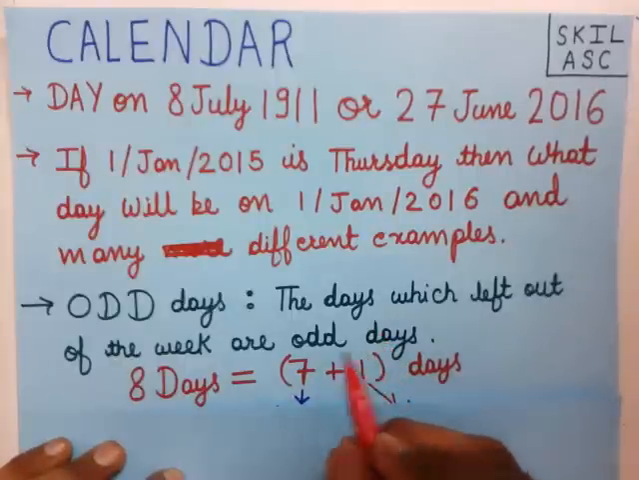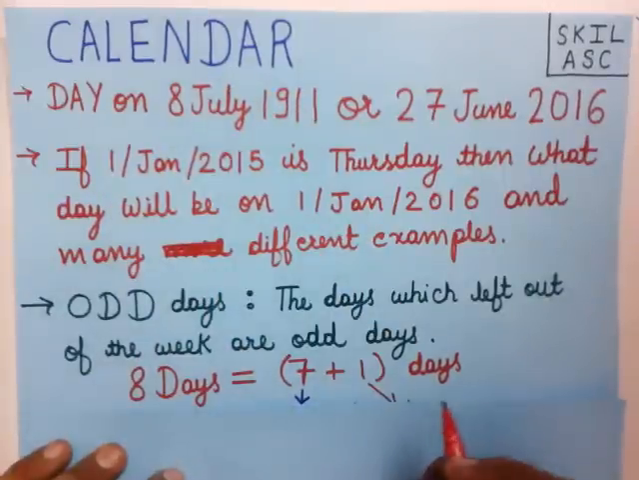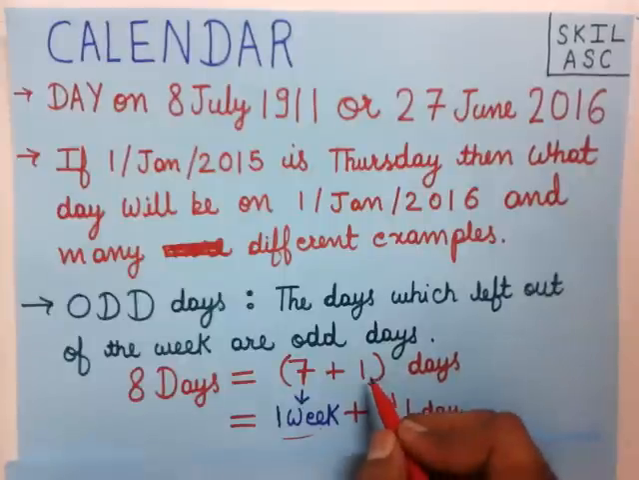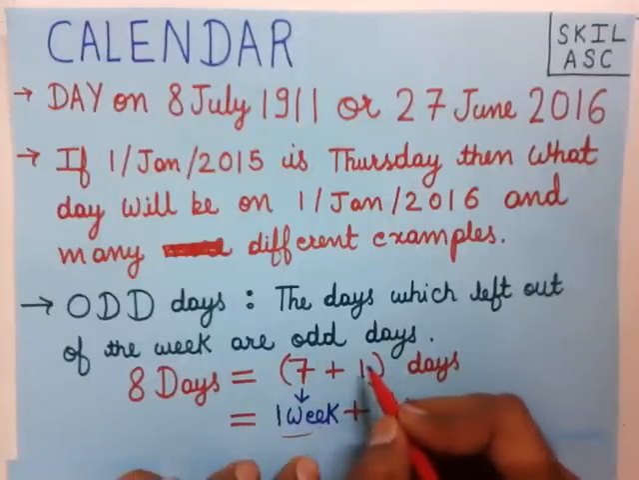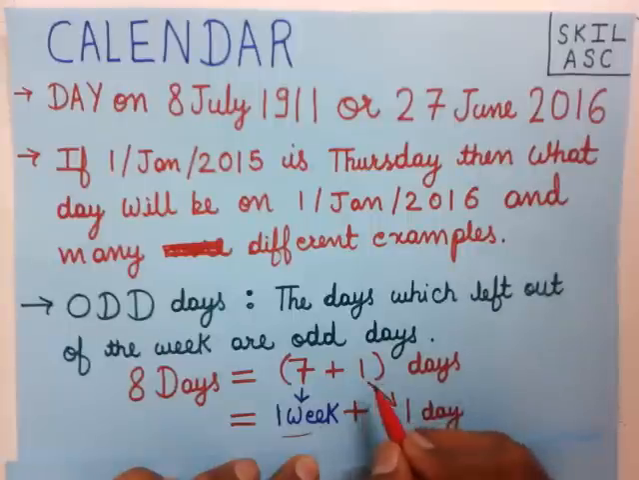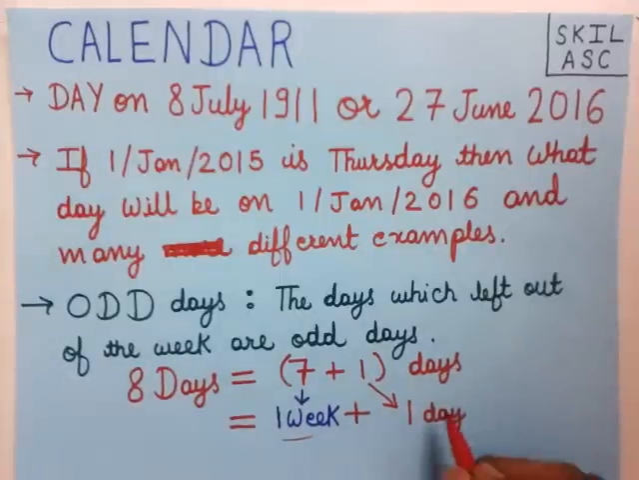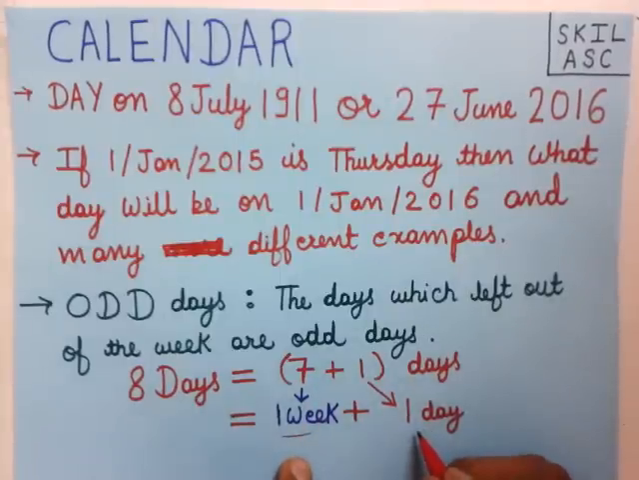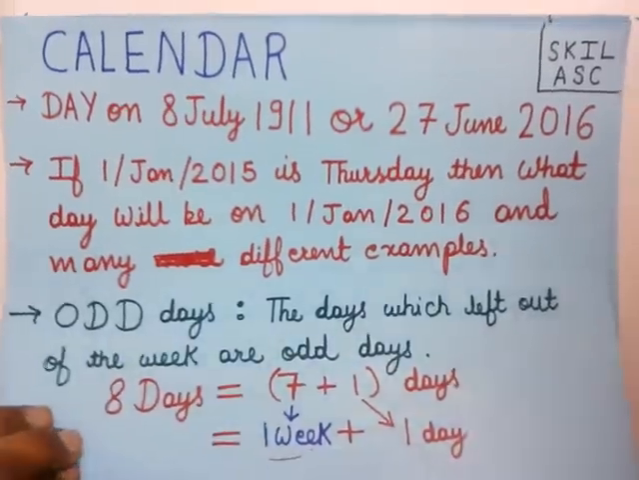Now we know 1 week has 7 days. So these 7 days make 1 week. But here we see there is only 1 day, and this 1 day is not enough to make a week. So we write this 1 day as it is. Now you see, this 1 day is left out of this week, or we can say this 1 day is extra, which is out of this week. So this day is called an odd day. Now we see another example.